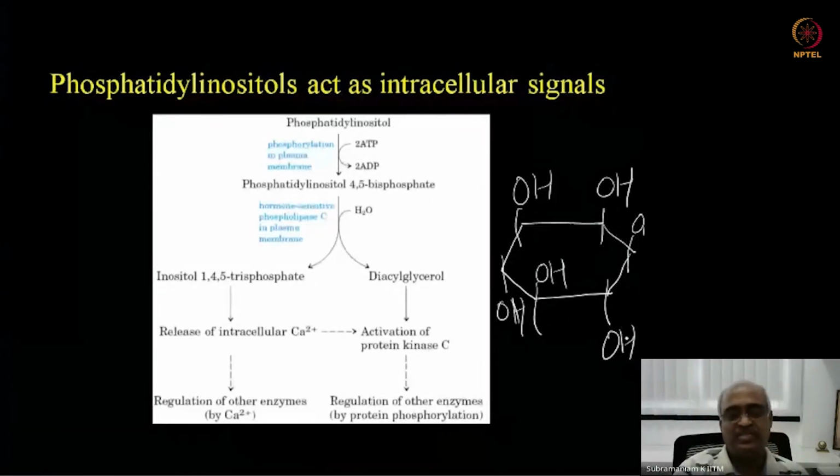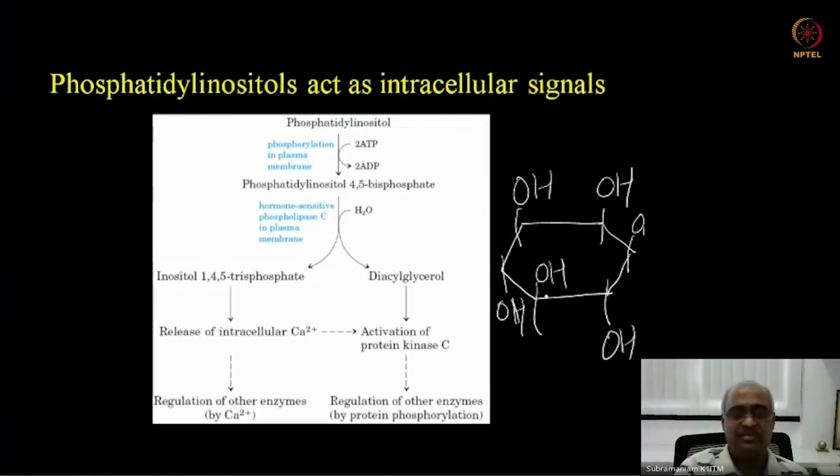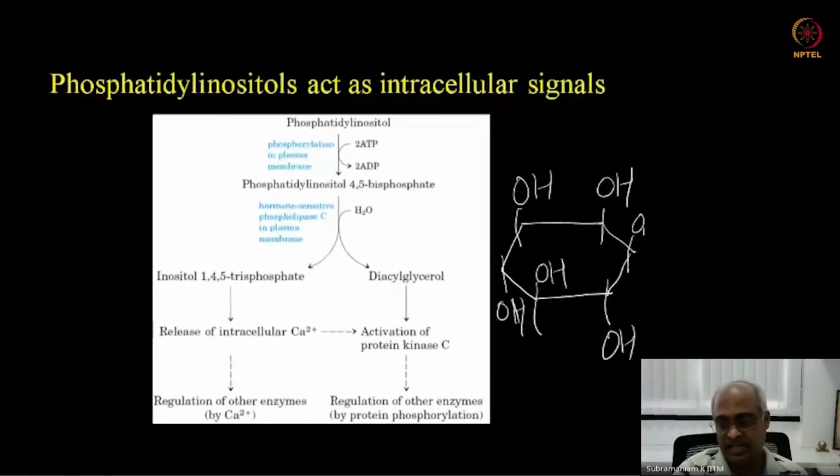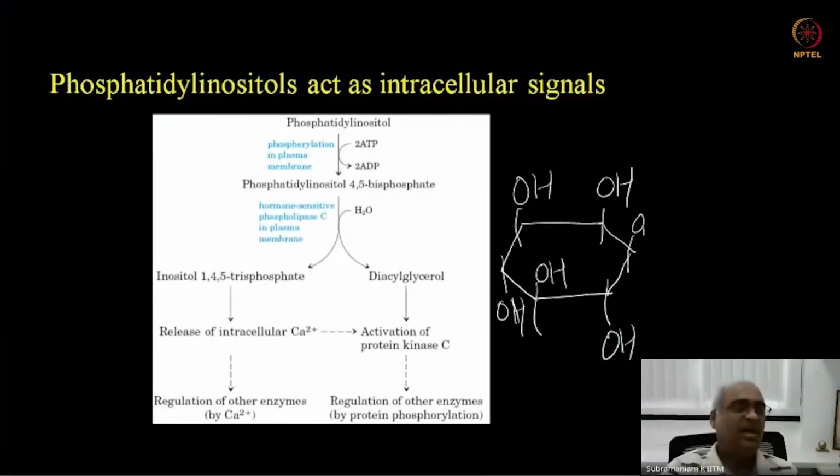You don't have CH2OH here, otherwise it's like any other hexose. And when that is attached to phosphatidic acid, that is phosphatidyl inositol. And this is a membrane lipid. And this could be further phosphorylated, leading to what is called phosphatidyl inositol 4,5-bisphosphate.